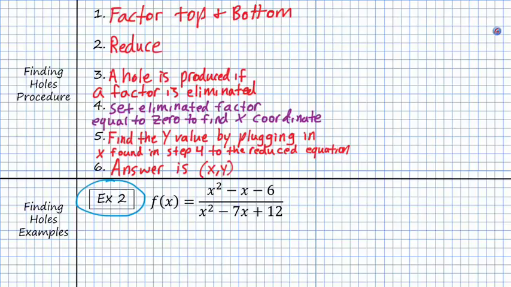So a hole is literally that. It's a point which does not exist on a graph. So let's go ahead and go through this six-step process using example 2 as a guide.